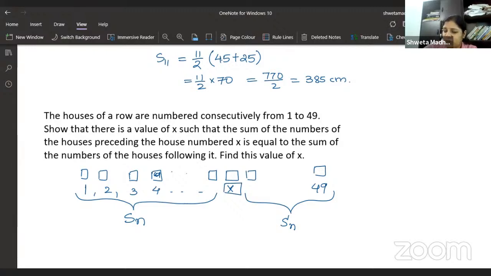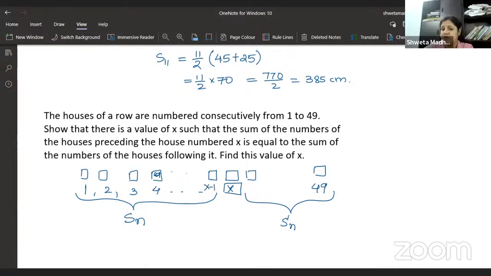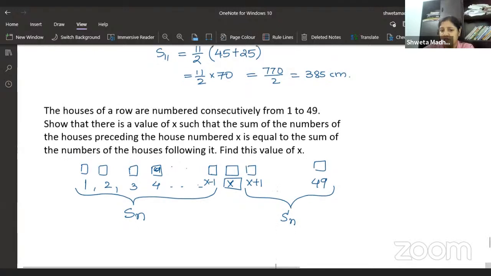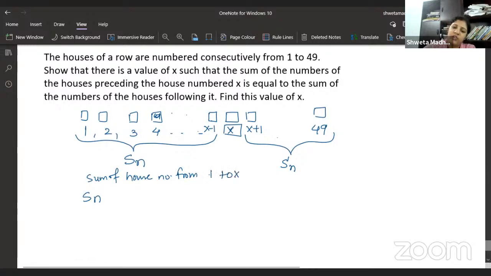If this house number is x, then what is this house number? x minus 1. And this house number is x plus 1, right? We have to calculate the sum of these two separately and equate them. So what is Sn? That is the sum of house numbers from 1 to x minus 1.